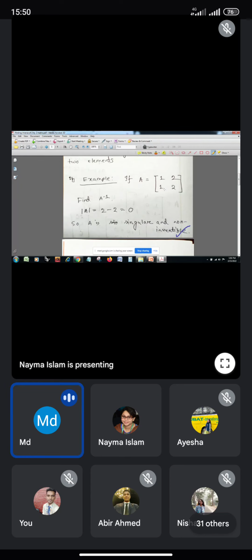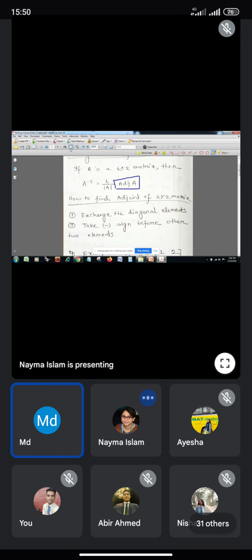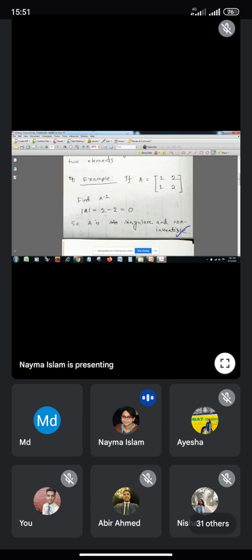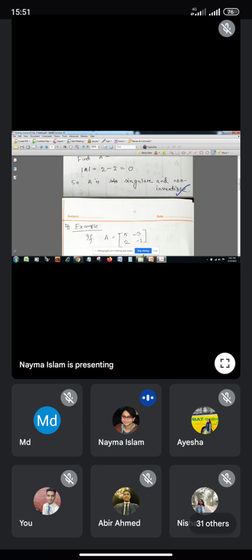Ma'am, I asked that rule number 1 is exchange the diagonal elements, and rule number 2, did that not start that math. I did not start that math. Oh, okay. This is written there. This is the total process: 1 by determinant A adjoint A. You will find the adjoint if your determinant is non-zero. But I have already found the determinant is 0. So no need to find the adjoint here. You have to stop here. Okay. I'll show you step by step.